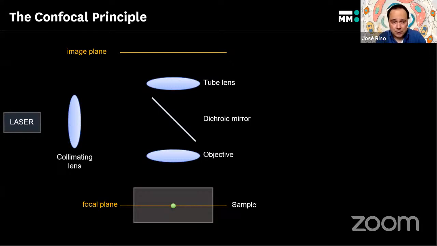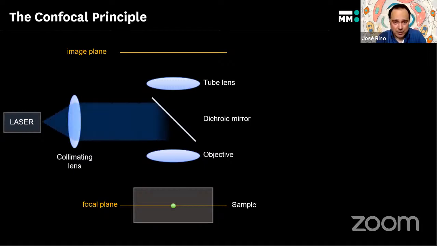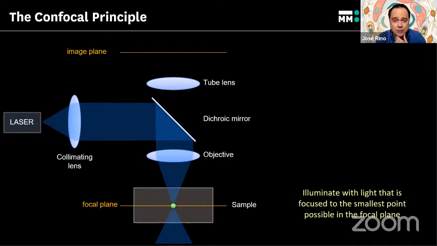So how does the confocal microscope that we use nowadays work? Basically, we don't use a pinhole for illumination. Instead, we use a very intense laser light source. We need a lot of photons for this. We use a collimating lens to expand the laser to fill the back aperture of the objective so that light will be focused on the smallest point possible in the focal plane. So by expanding the laser light and filling the back focal plane of the objective, we achieve this.